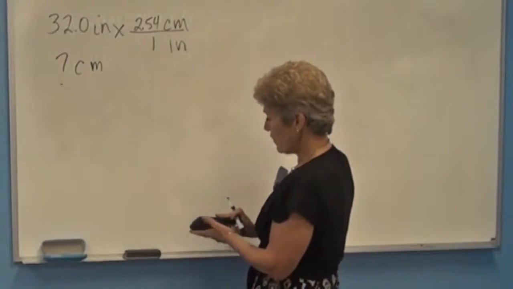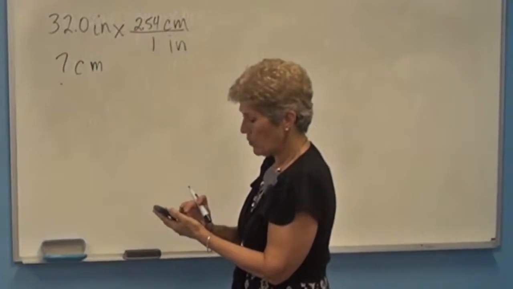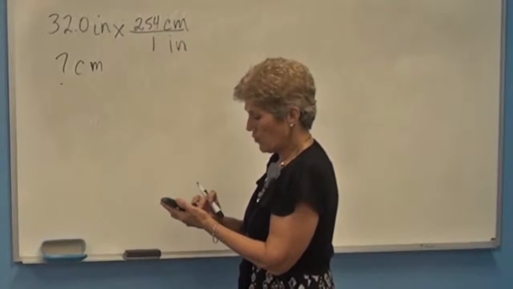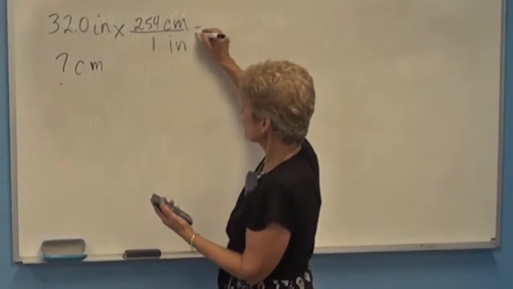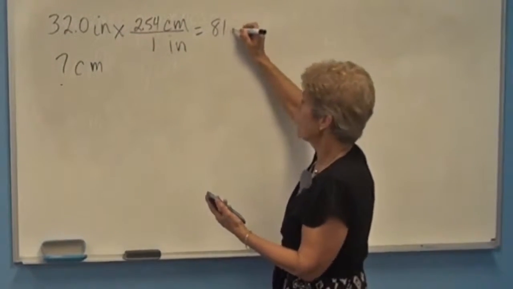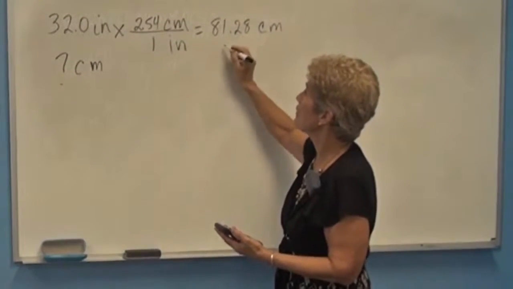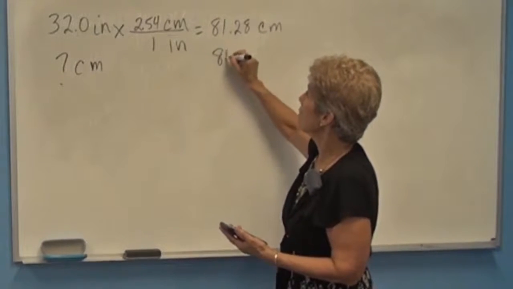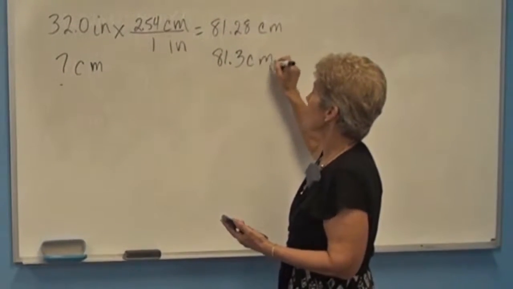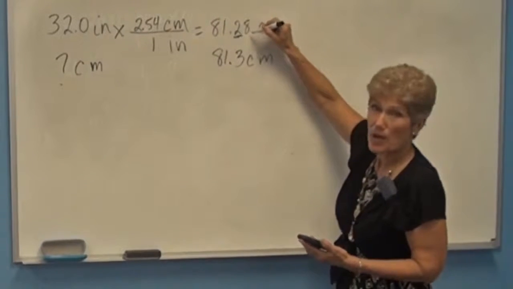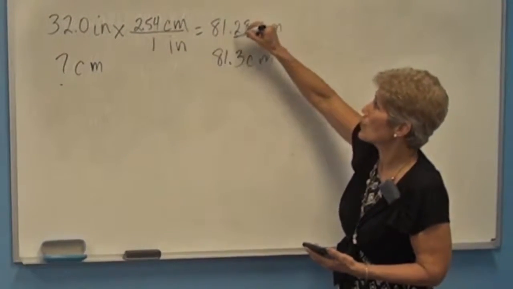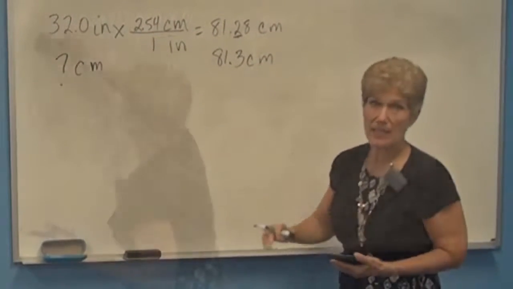We have 3 significant figures both places, so when we multiply it, we want our answer to be in 3 significant figures. What comes up in my calculator is 81.28 centimeters, but I can't keep that. I need 3 significant figures. So my answer is going to be 81.3 centimeters. I have to go to there. This is a 5 or above, so it's going to roll that up. And so this would be my answer.